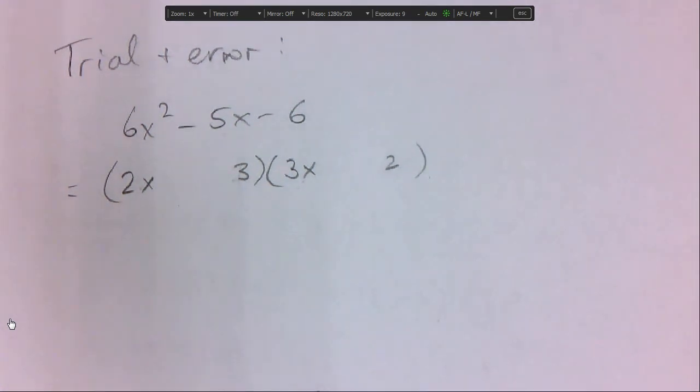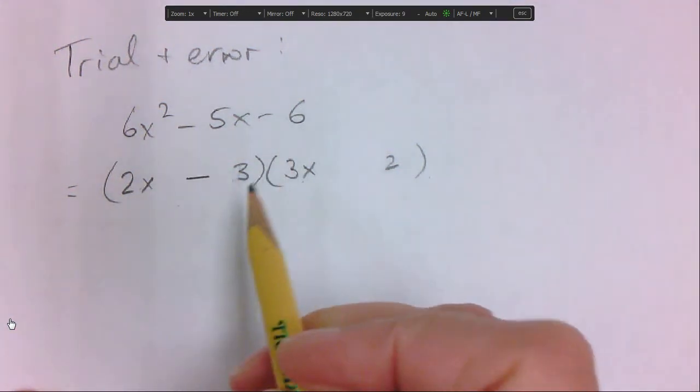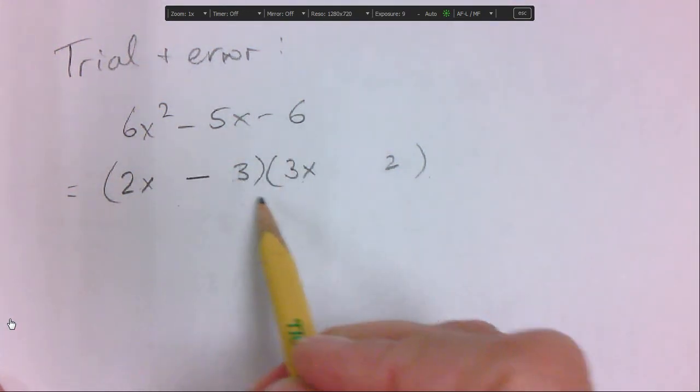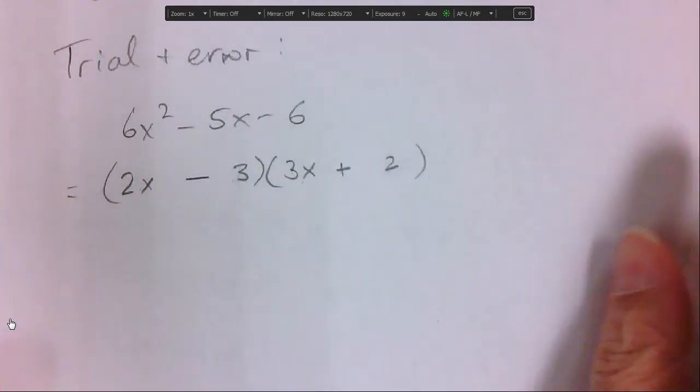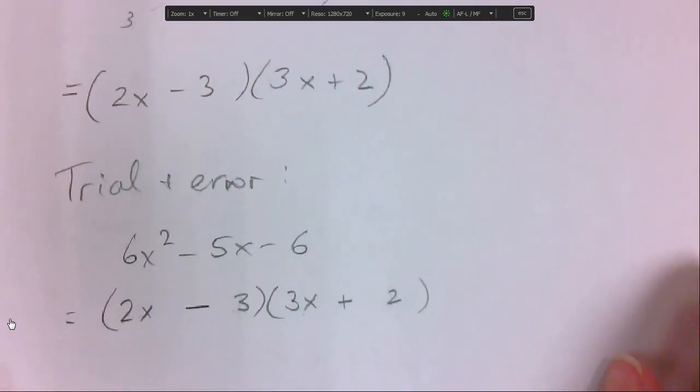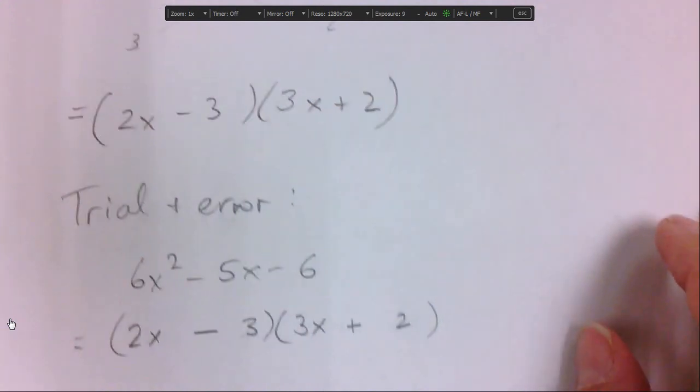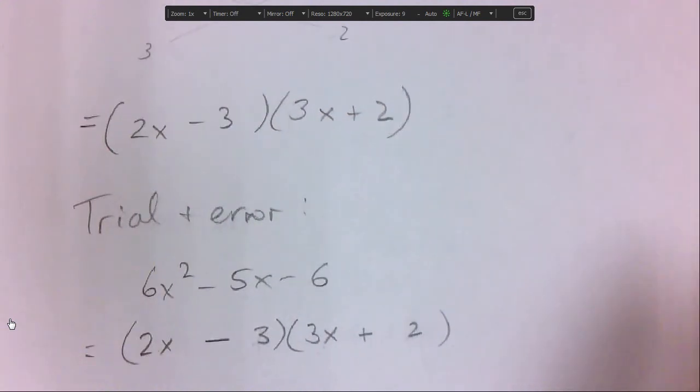Can we get negative 5 from 4 and 9? Sure, as long as the 9 is made negative. So I'm going to make this one negative because that'll give me my 3 times 3x. And this one will be positive. And now it's factored. I will just compare. It's the same answer as we got with the crisscross method.